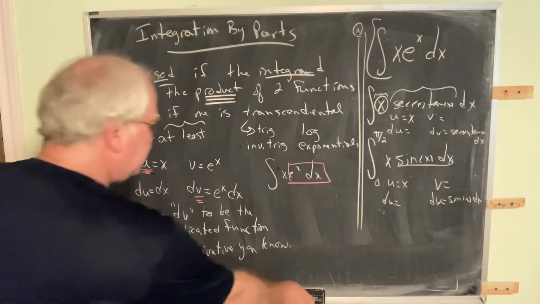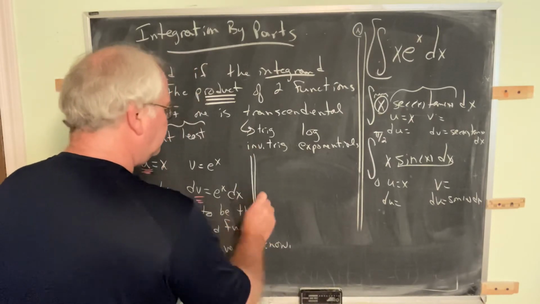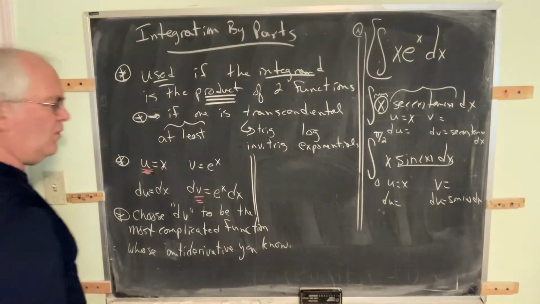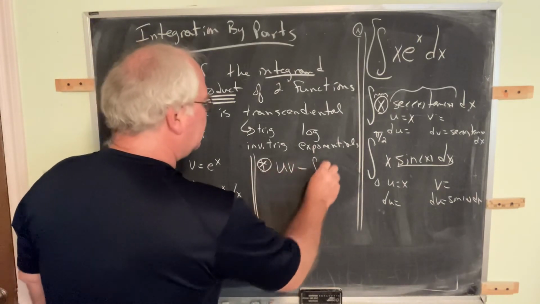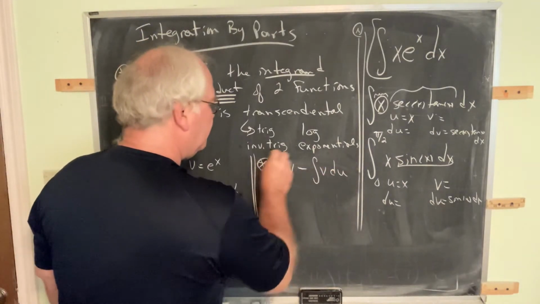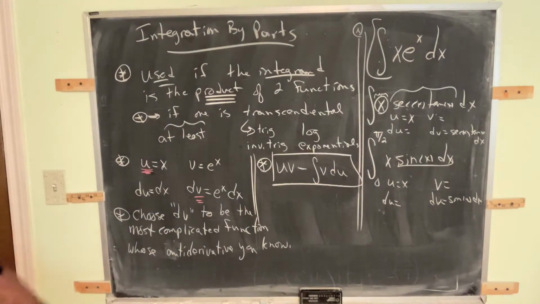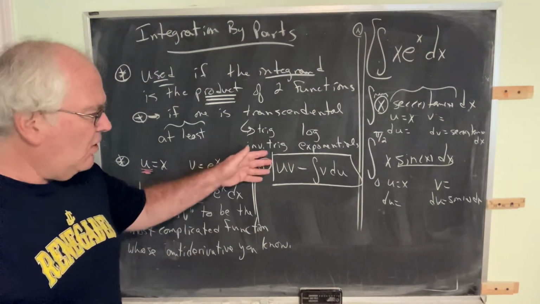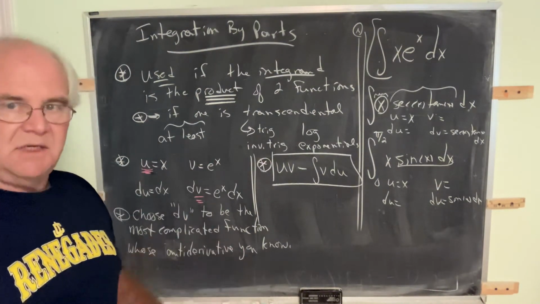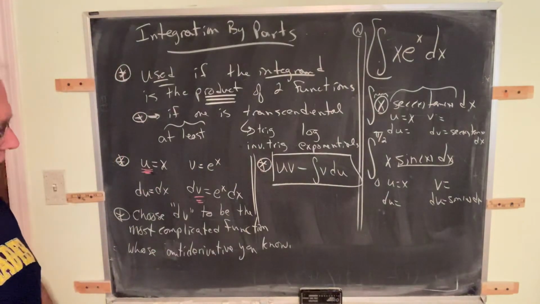And now comes the big deal. This is the parts formula: uv minus integral v du. That needs to go in your brain. There's nothing for it. You need to know it. You need to learn it. It needs to be automatic for you. This is even more fundamental than the quadratic formula was in basic algebra. You need to piece together the parts: uv minus integral v du.